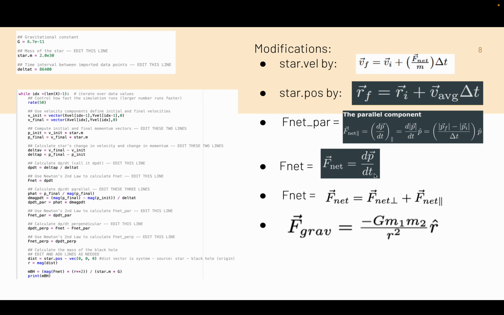P hat is the axis of parallel movement, which equals the unit vector of the movement, which equals the momentum final unit vector. Then our dP dt parallel will equal that same axis parallel P hat times the magnitude of PF minus the magnitude of PI over delta T, which is this line right here. F net is equal to dP dt. F net minus F parallel will equal F perp, which is what these two lines are saying. Then we can rearrange to solve for M2 for this F grav if we're taking the magnitude, which gets us this line, which will then result in the mass of our black hole.